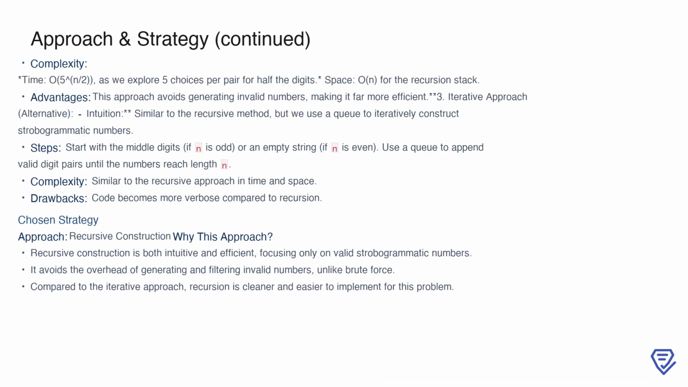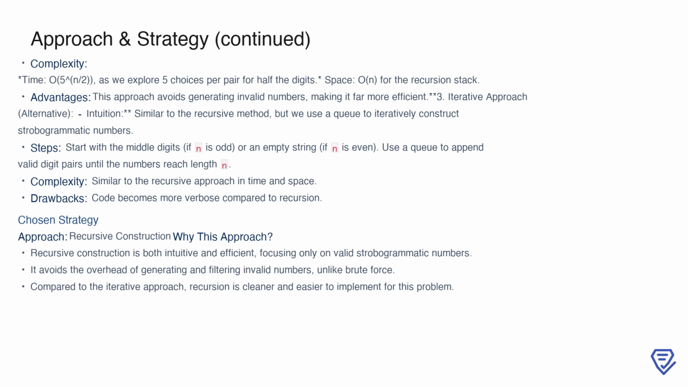This recursive construction approach is significantly more efficient, as the time complexity is reduced to O(5^(n/2)), where the 5 represents the limited number of valid digit pairs. This efficiency comes from the fact that we only explore valid combinations. The space complexity is O(n), which accounts for the recursion stack. The advantages of this method are clear: it avoids generating invalid numbers entirely, making it a focused and efficient solution.